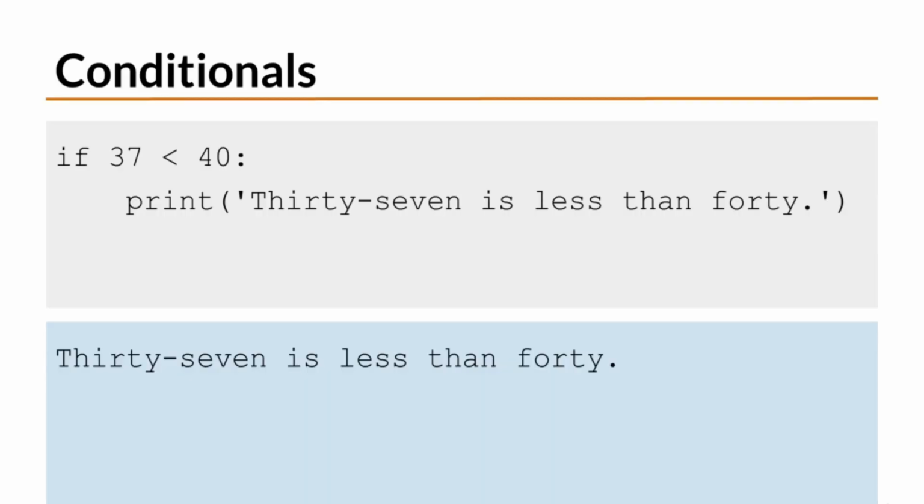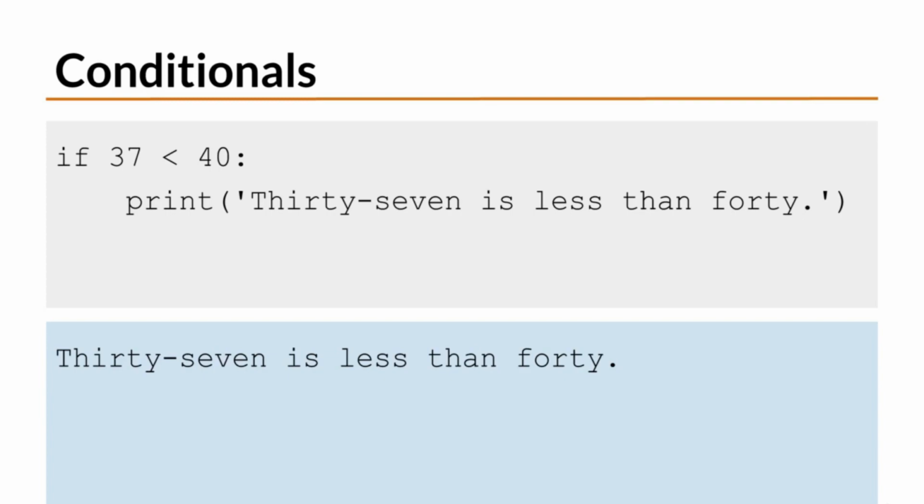The if statement evaluates a Boolean expression, and if it is true, the code associated with it is executed. Here's an example on your screen. Since the Boolean expression 37 less than 40 is true, the code indented under the if statement is executed. This indented code is called a code block.